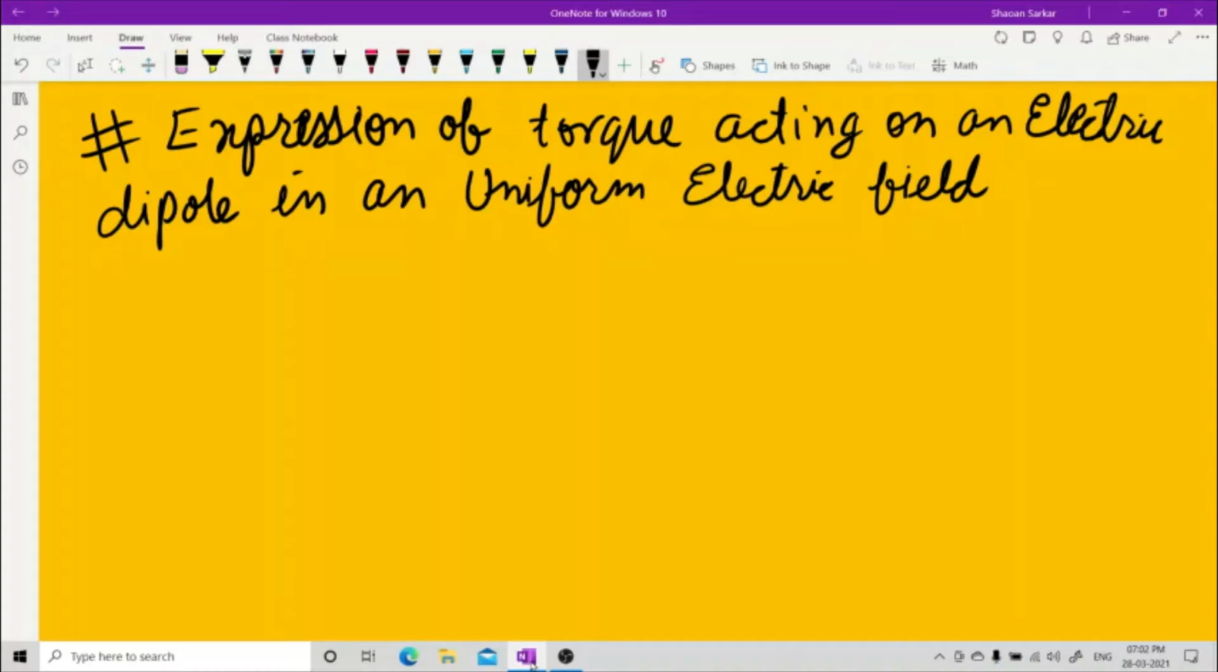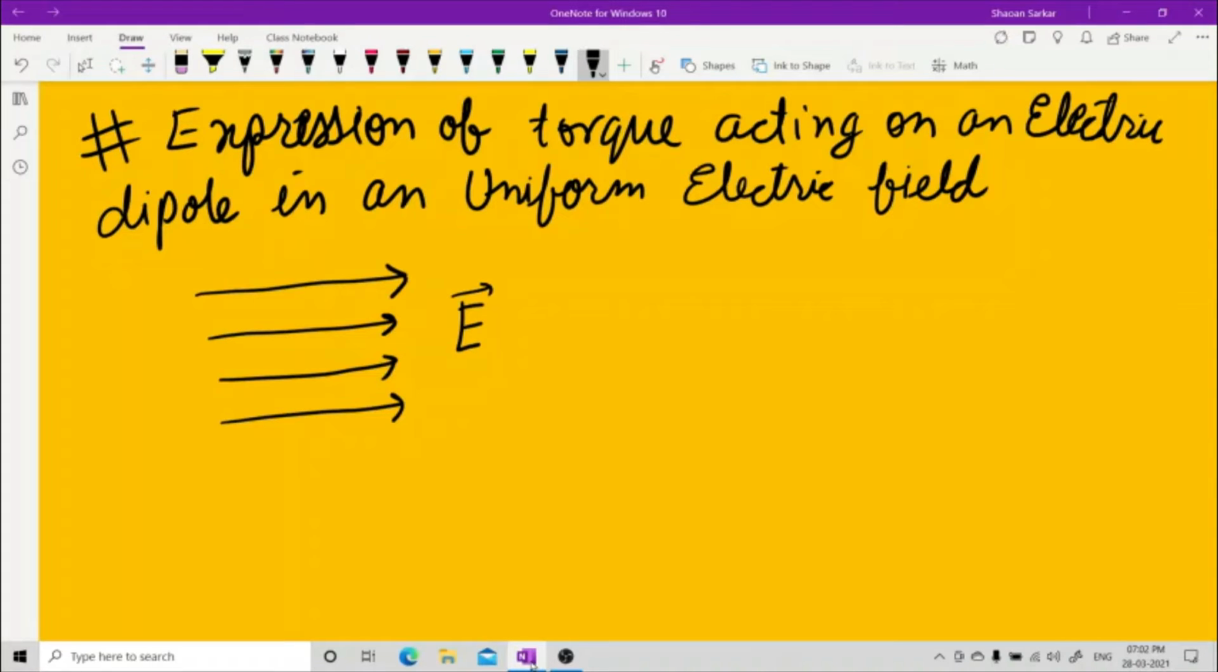Now see one thing. In a uniform electric field, the electric field lines are separated by a uniform distance. Now this is a dipole like this. The minus charge is here, the plus charge is here. This is making an angle theta with the electric field.